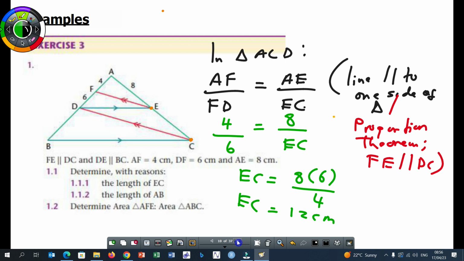Your homework, can I have your attention? You do 1.2, and then you also do question 2 from Platinum Maths. That's your homework. So where can we find this question?